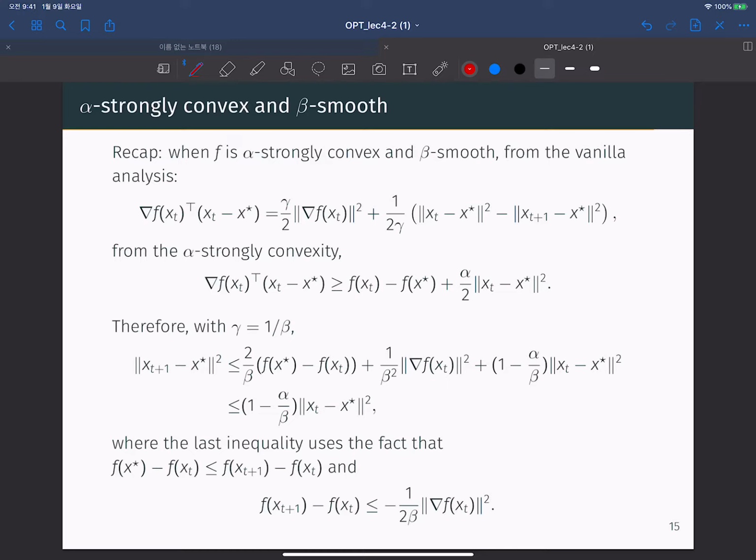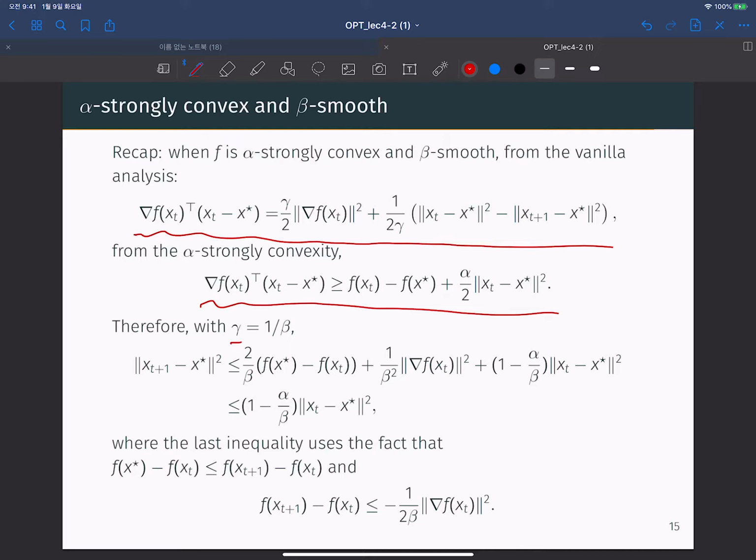Okay, last, alpha strongly convex and beta smooth case. Let's go back to the unconstrained case when f is alpha strongly convex and beta smooth. From the vanilla analysis, we have this. And also from alpha strongly convex, we have this inequality. So those were the two main ingredients to show the linear convergence speed, the exponentially fast convergence.